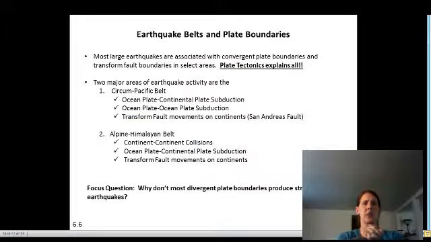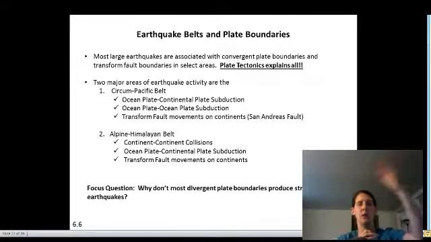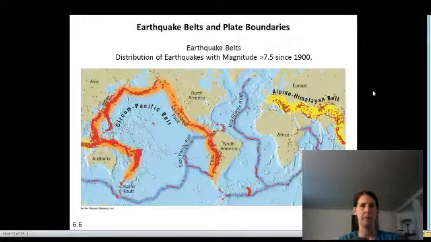Most large earthquakes are associated with convergent plate boundaries and transform boundaries. There are two major areas of earthquake activity. One is the circum-Pacific belt, so basically that whole region around the Pacific plate. These are ocean plate, continental plate subductions, or ocean-to-ocean subductions. There are also a few transform faults along the continents, such as the San Andreas, where plates are sliding past one another. The second is the Alpine Himalayan belt. This is continent-continent collision and ocean-to-continent subduction with the transform faults on the continents.